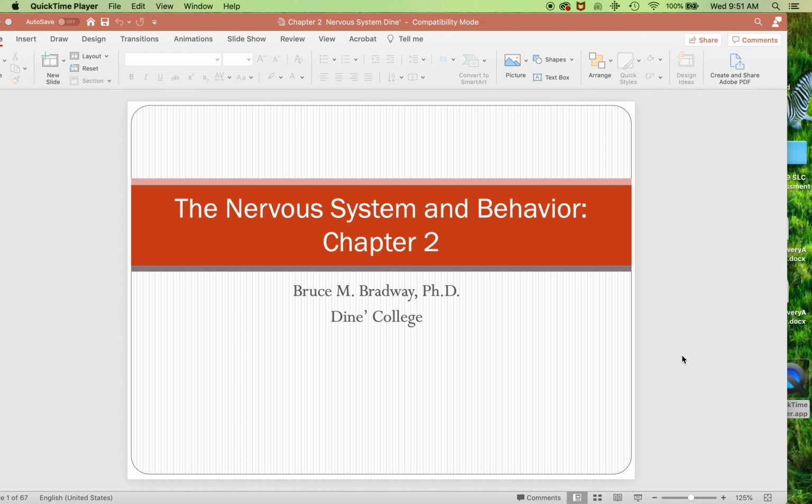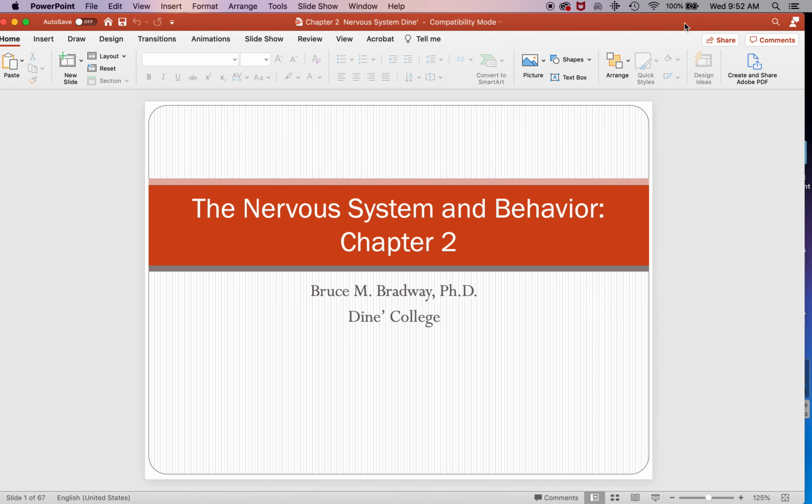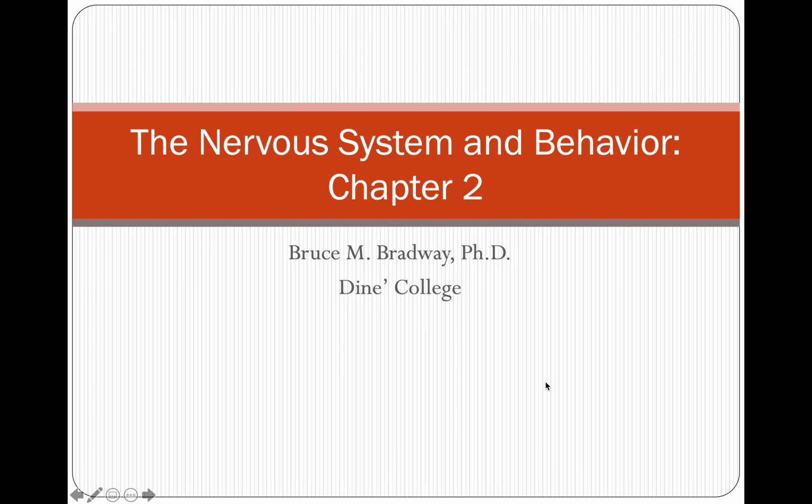Today we're going to talk about chapter 2, or this week we're going to talk about chapter 2. This is the second week. So we're going to talk about chapter 2. Chapter 2 is fairly complex. It's about the nervous system and why we act the way that we do. Let's go ahead and get started.